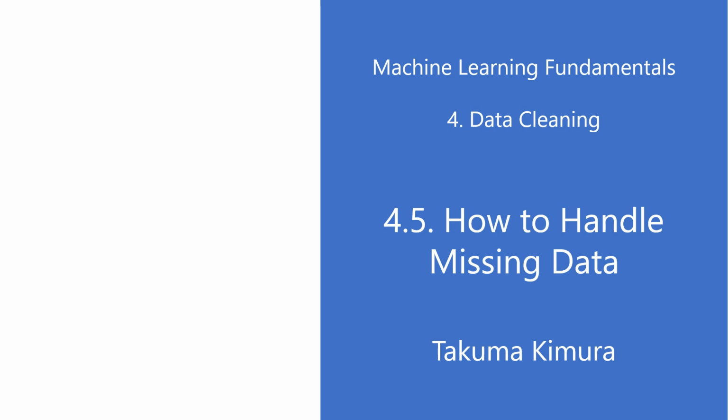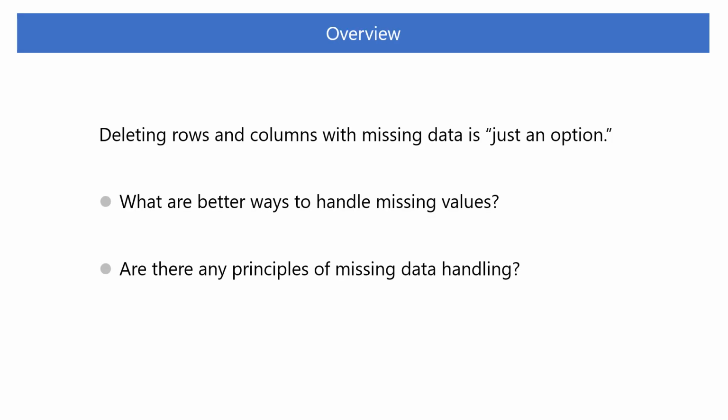Chapter 4, Section 5, How to handle missing data. In the previous section, we explored how to find missing data and types of missing data. A dataset often contains missing data.